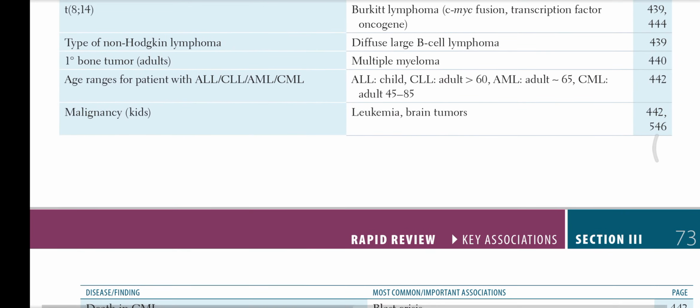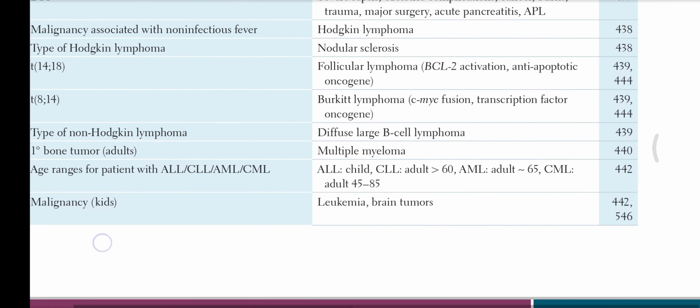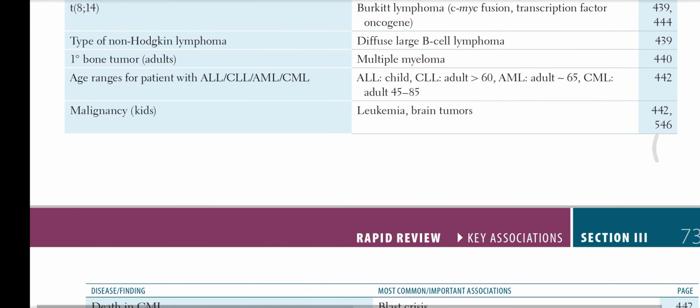So this is page number 730. I have just completed it. Now in the next video I will be completing page number 731.